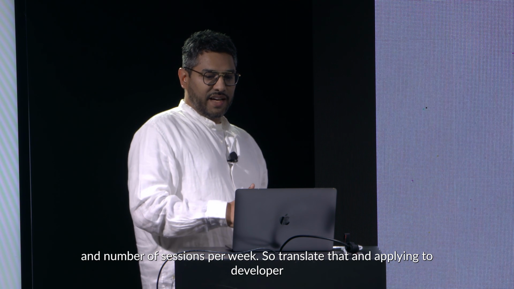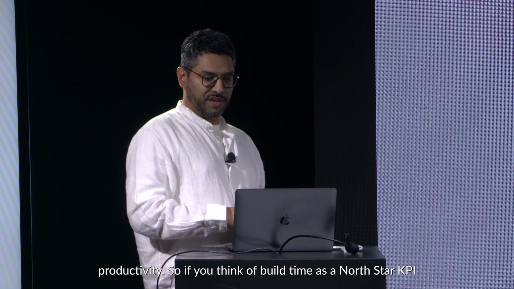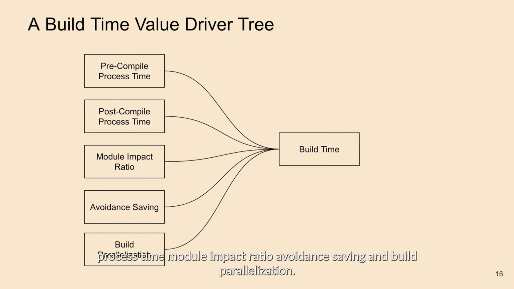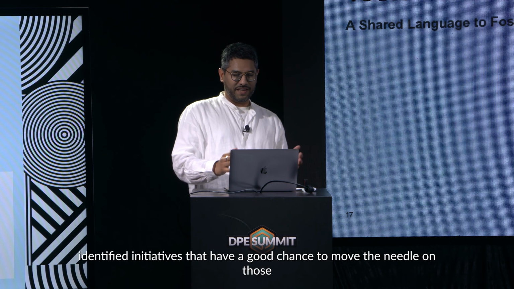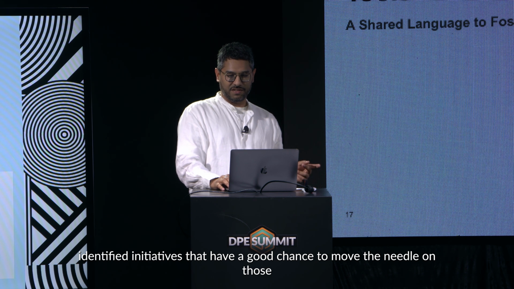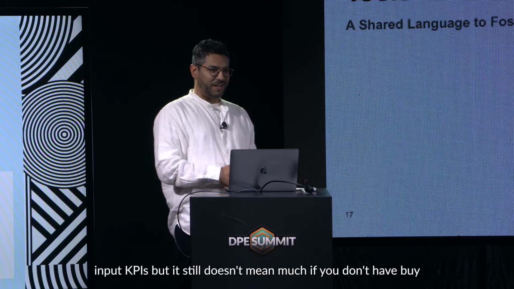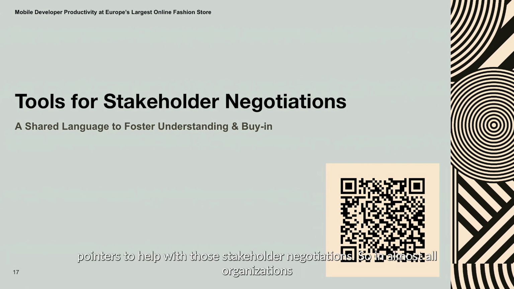Translating that and applying it to developer productivity, if you think of build time as the North Star KPI, good candidates for input metrics are things like pre-post compile process time, module impact ratio, avoidance saving, and build parallelization. Okay, so now you've got your North Star KPIs and input metrics, and you've identified initiatives that have a good chance to move the needle on those input KPIs. But it still doesn't mean much if you don't have buy-in from the executive decision makers. So next, I'll give you 3 quick pointers to help with those stakeholder negotiations.